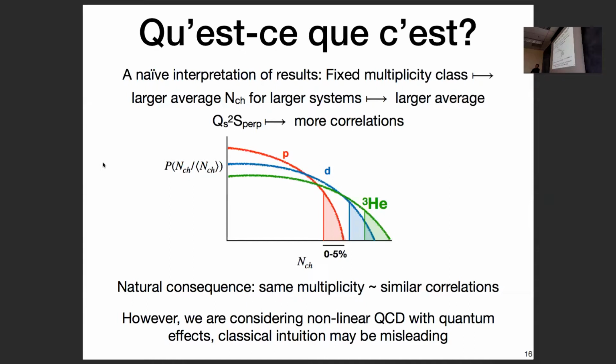Just want to say though, this is really a nonlinear system, and so there are also quantum effects which come by taking into account these rows that I introduced previously, and so classical intuitions may be somewhat misleading.